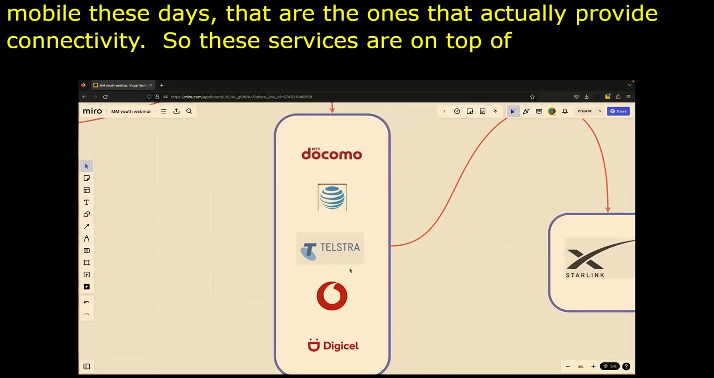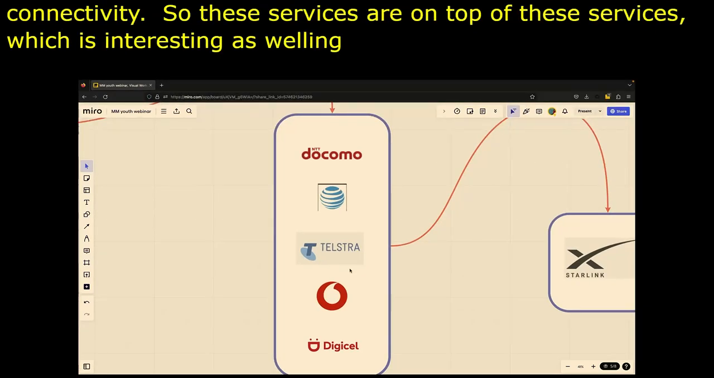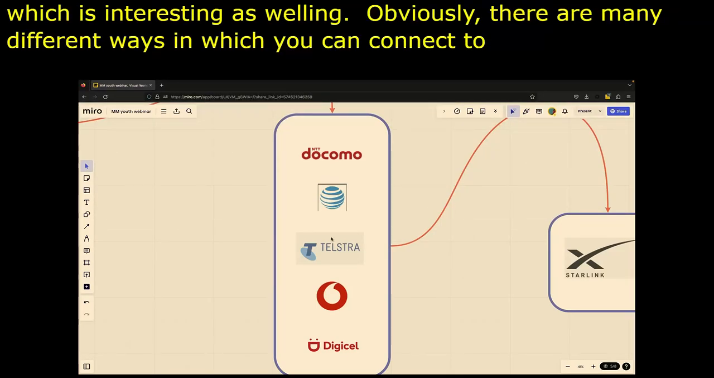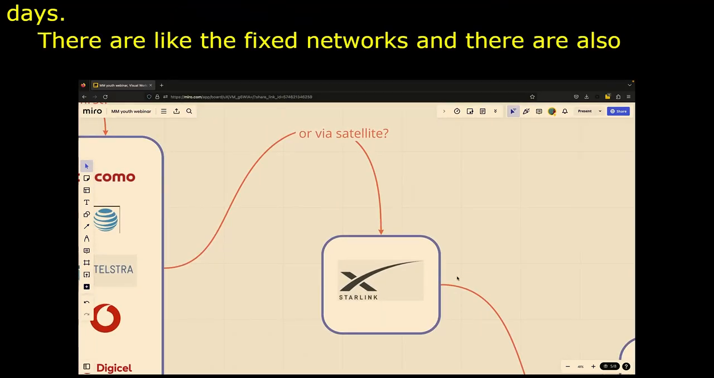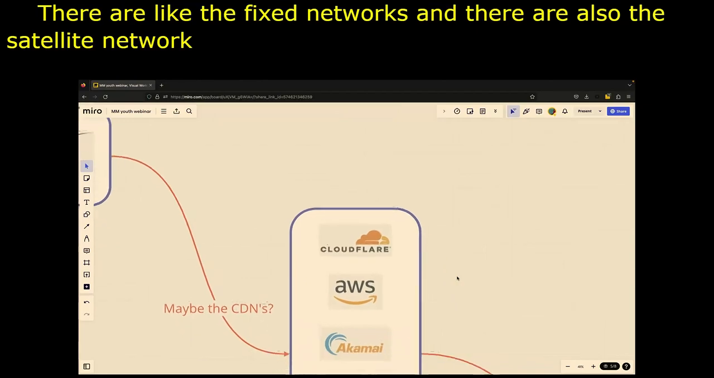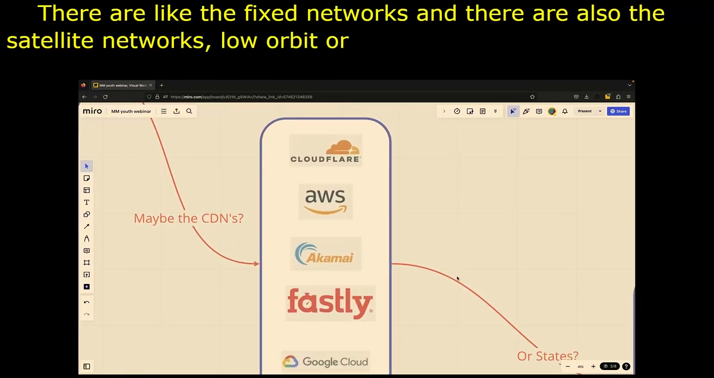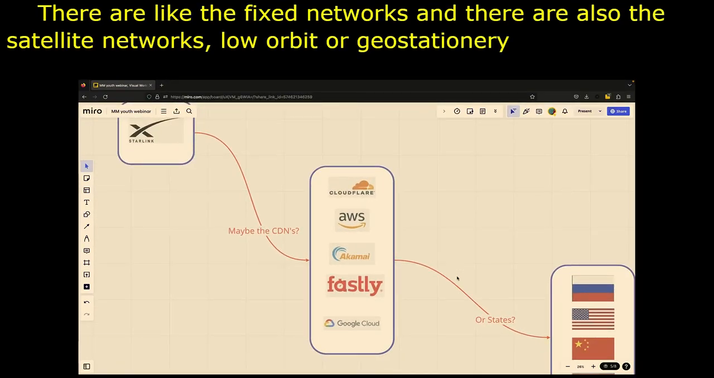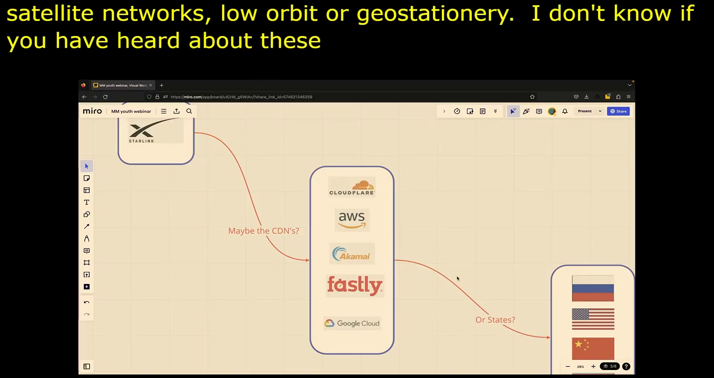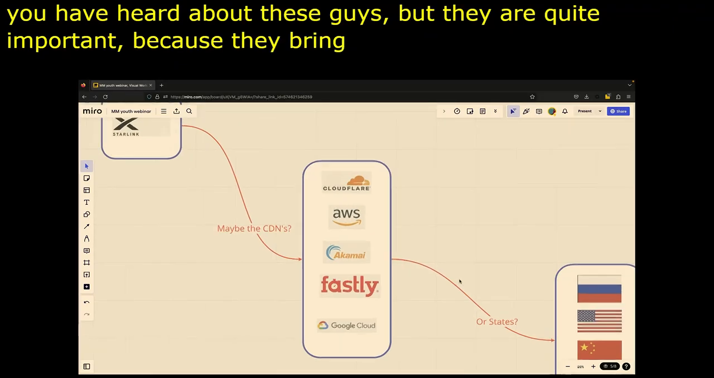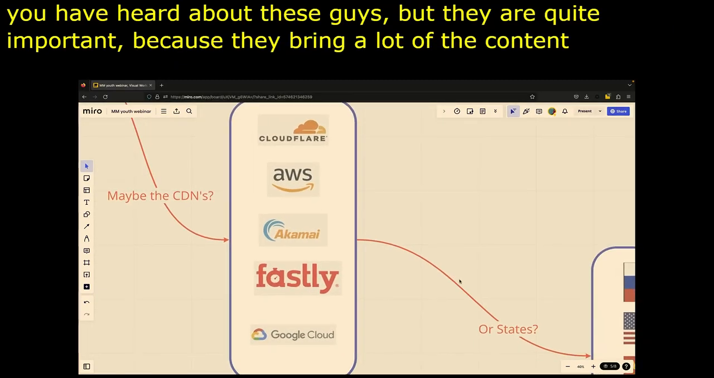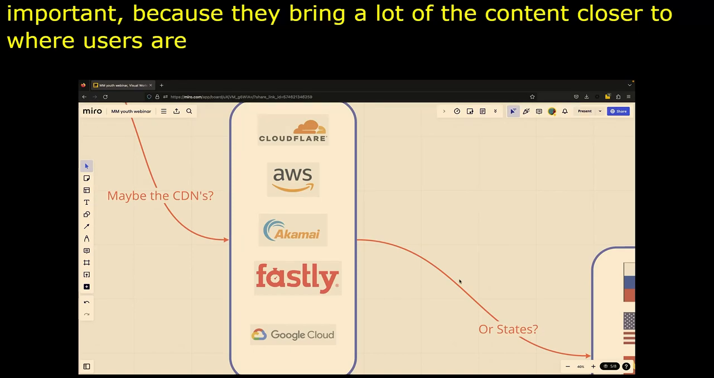And obviously there are many different ways in which you can connect to the internet these days. There are the fixed networks, and there are also the satellite networks, low orbit or geostationary. I don't know if you have heard about these guys, but they are quite important because they bring a lot of the content closer to where the users are accessing it. So it's a very important service these days.